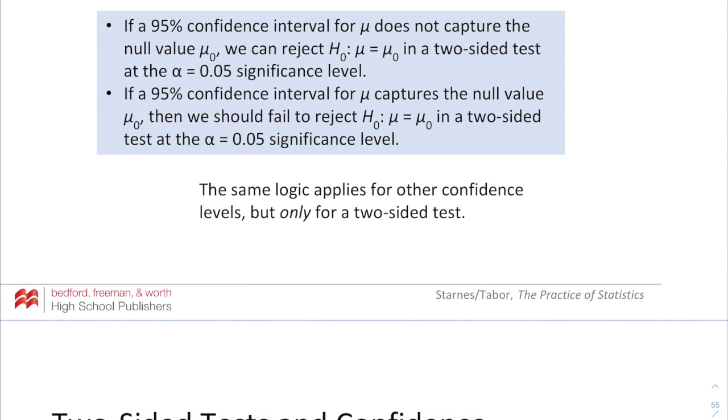The same logic applies for other confidence levels, right? So if it's an 80% confidence level, then alpha is 0.2. It all has to add to 100. But again, it's only for two-sided tests.